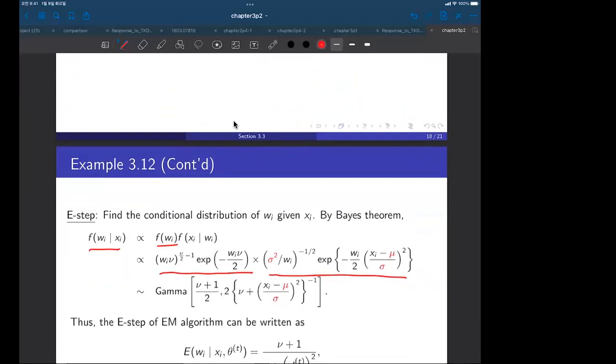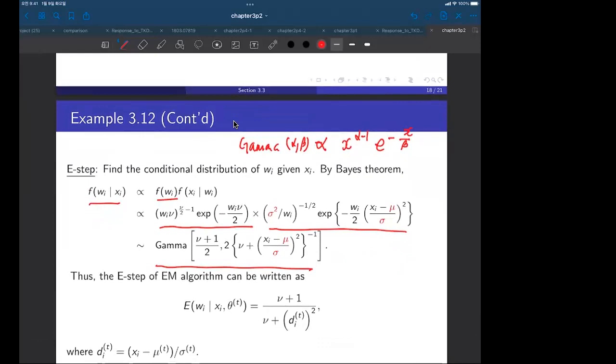So in terms of W_i, you have a polynomial term and an exponential term. So it becomes a gamma. So you can check: what is the density of gamma(alpha, beta)? I think it's proportional to x^(alpha-1) e^(-beta/x), something like that, right? So we use this kind of expression to simplify. And it turns out that this is the gamma distribution, and then we know the expectation of gamma. So this is the prediction model, and the expectation of this gamma is this one.